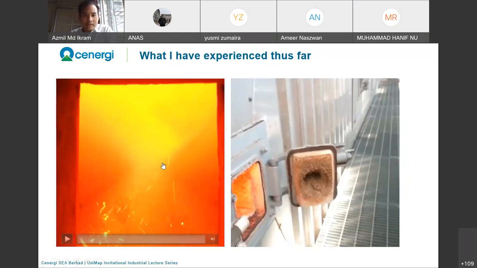So these are two videos of the work that I do. As you can see, how much it relates to thermodynamics is a lot, but on a broader scale. The video on the left side is from the bottom of the boiler. This is at the bottom ash hopper, but this bottom ash hopper is already at level 4.